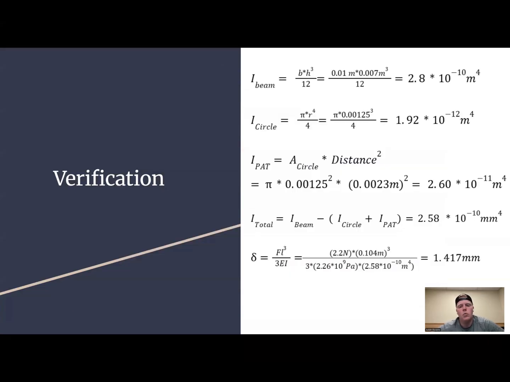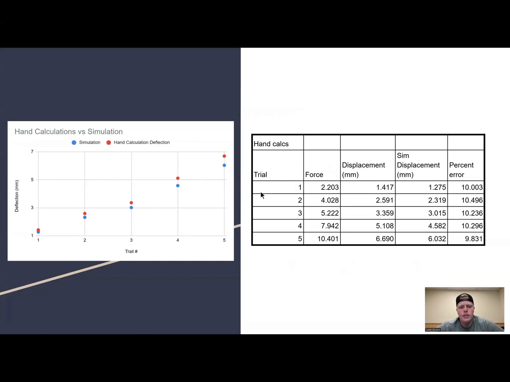To see what ballpark we should be in, we used some back-of-the-napkin calculations. We got the inertia using the parallel axis theorem, and used a mechanics of materials deflection equation to see where we should be, and then ran that for all of our different loads. In that, the simulation actually underpredicts what the hand calculations predict, with an average percent error of around 10. This could be for a few reasons. A lot of times these hand calculations have built-in factors of safety to overestimate what is actually going to happen so that we're safe.